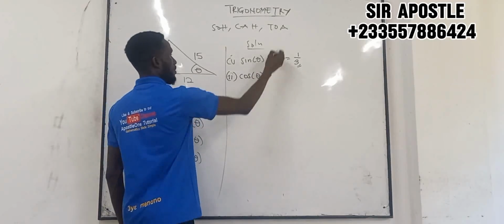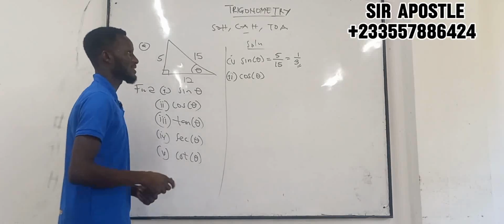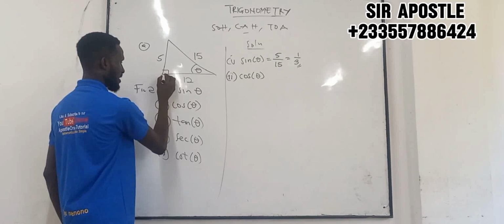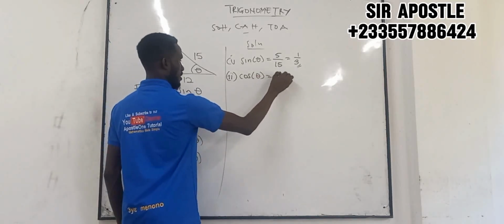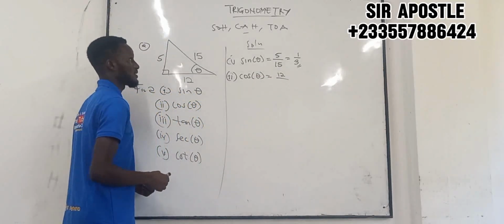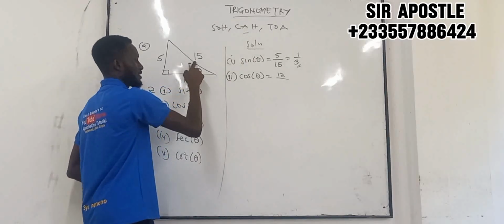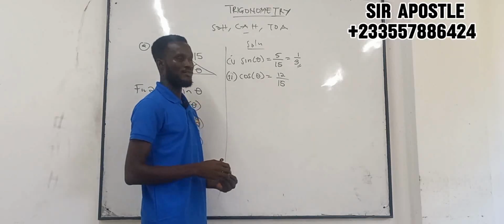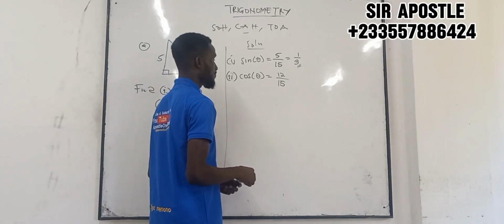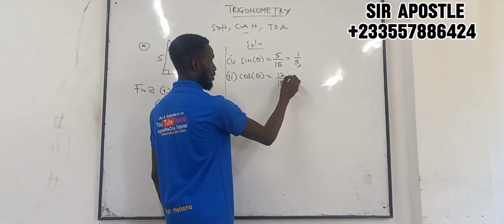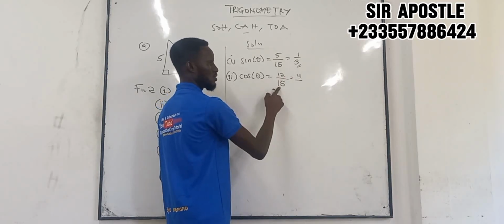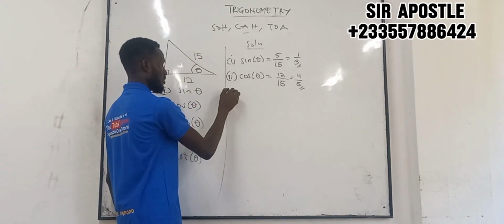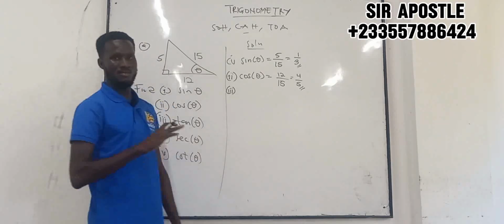Now cos theta. Cos is CAH. And what is CAH? CAH is adjacent over hypotenuse. What is the adjacent? The adjacent is this one, that is the 12, divided by the hypotenuse, that is the 15. Now what number can go into 12 and 15 at the same time? 3 can go into 12 four times, and 3 can go into 15 five times. So the answer is 4 out of 5. It is just simple like that.